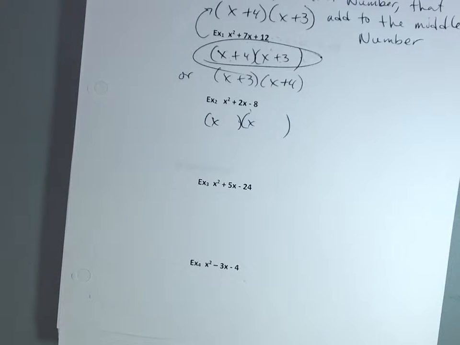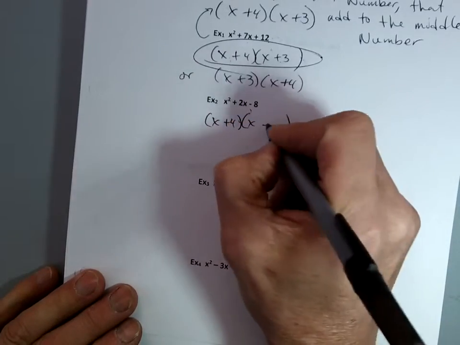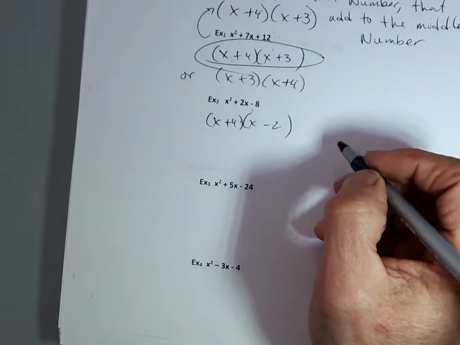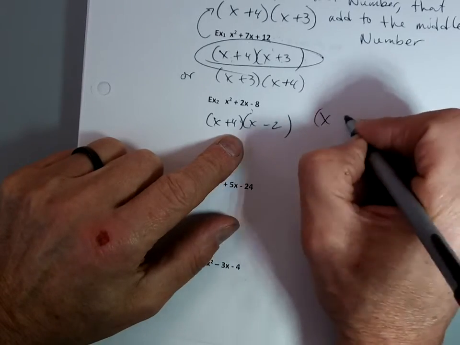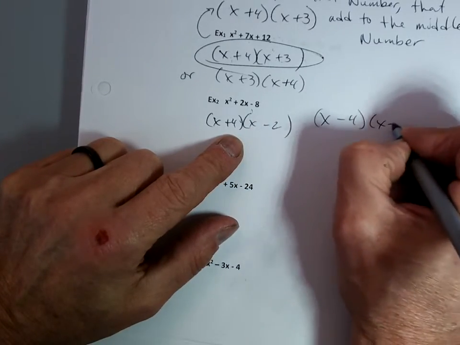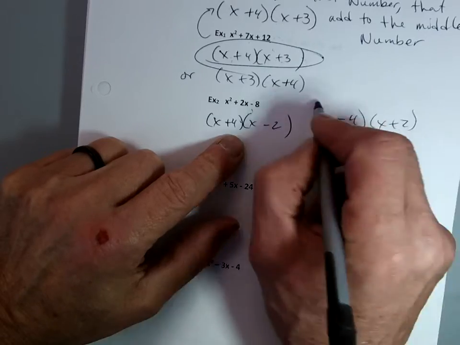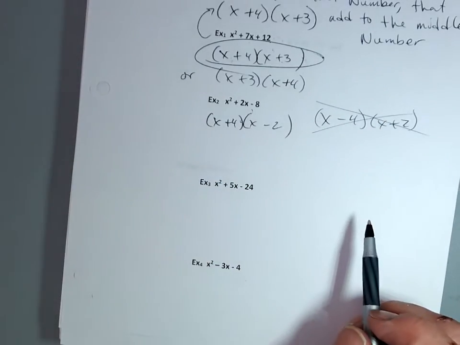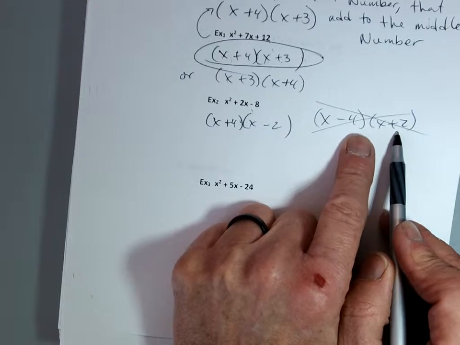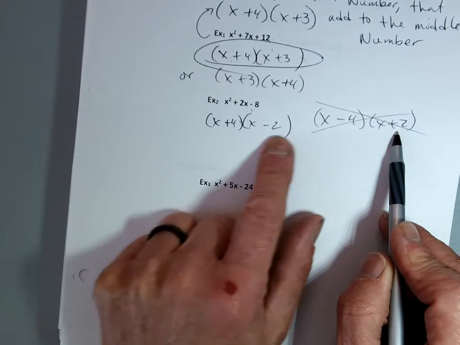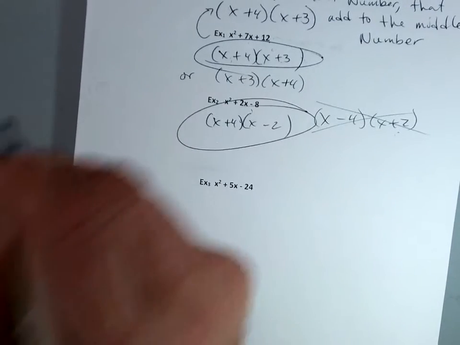Cameron's saying a 4 and a 2. He probably wants to go, which one's positive? Positive 4. You probably want to go positive 4 and a negative 2. If you'd done it the other way around, it won't work. Don't write this down, but if you've done x minus 4, x plus 2, this is wrong. Because these two would make a negative 2 middle term. You don't have a negative 2, you get a positive 2. Okay, awesome. You guys agree?